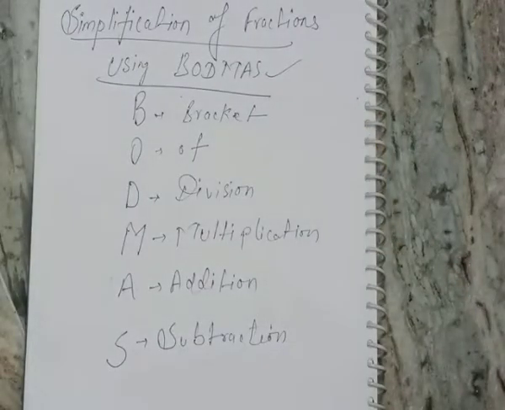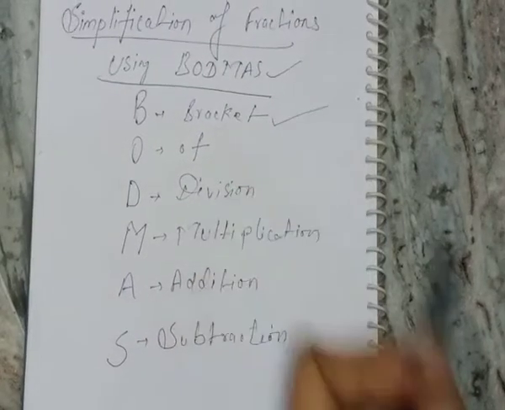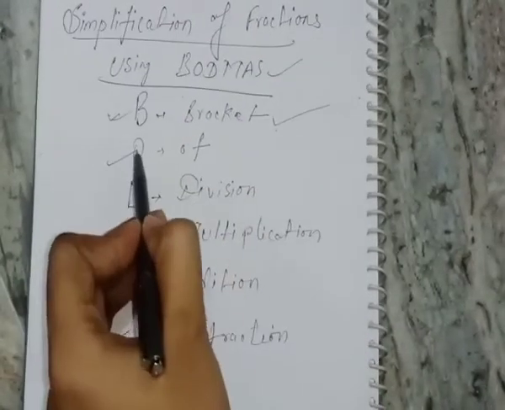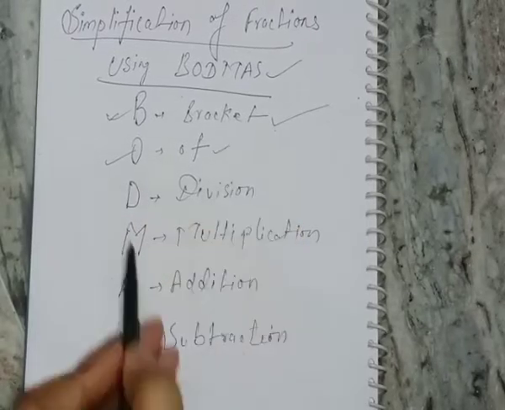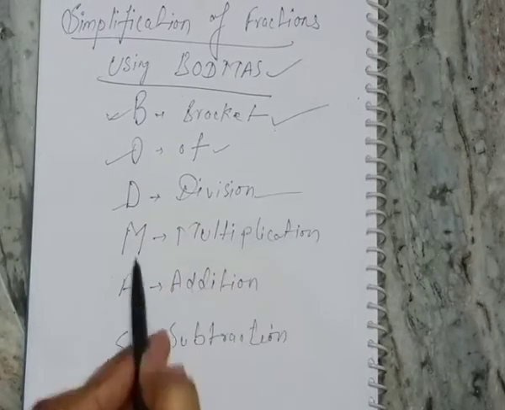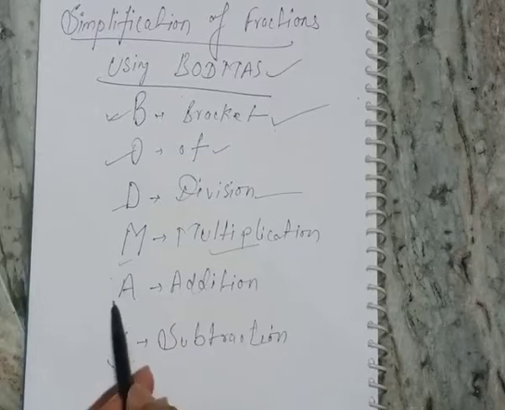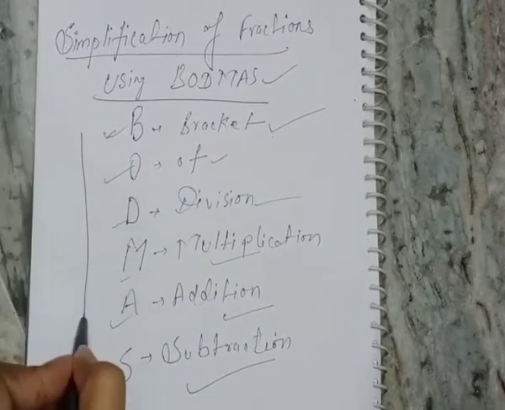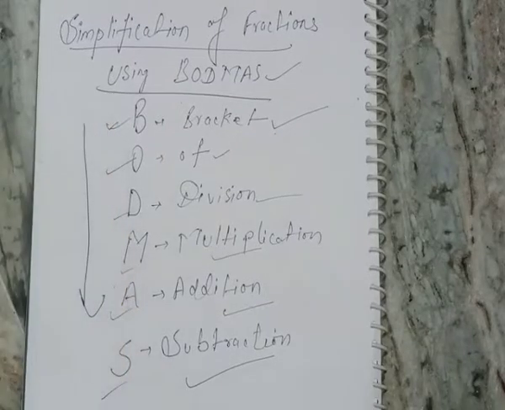You all know what the BODMAS rule is, but still let us revise it again. In BODMAS, the first letter B means bracket, the second letter O means of, third D means division, M means multiplication, A means addition and S means subtraction. So we need to follow this sequence while solving the fraction.